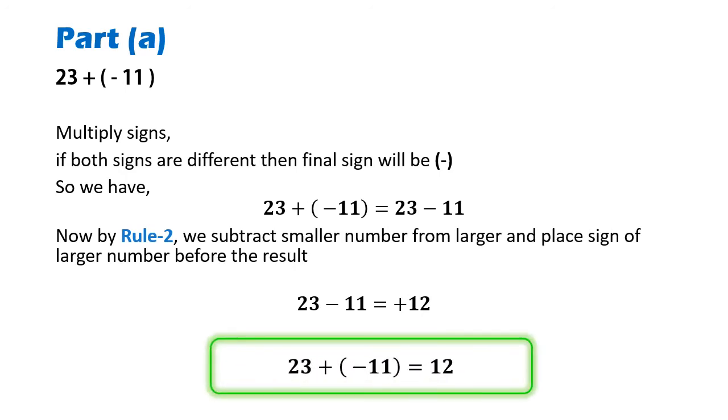Part A. 23 plus, -11. Multiply signs. If both signs are different, then final sign will be minus. So we have 23 plus, -11 equals 23, -11. Now by rule 2, we subtract smaller number from larger and place sign of larger number before the result, so 23, -11 equals +12. Therefore, 23 plus, -11 equals 12.